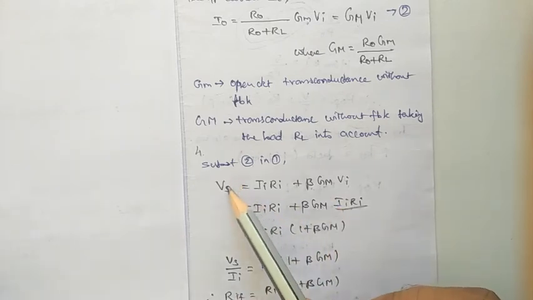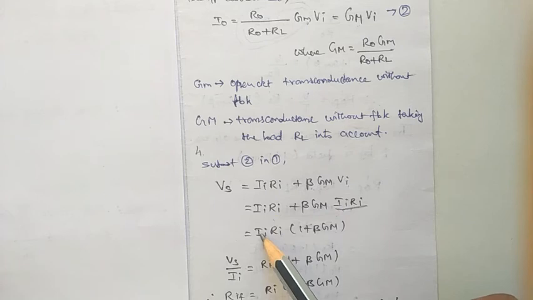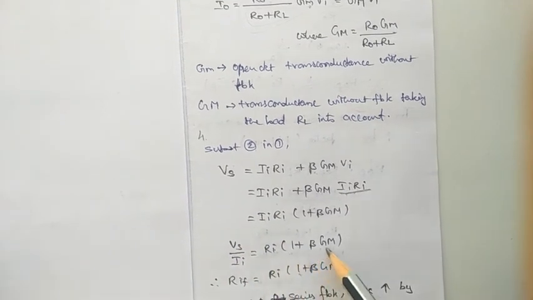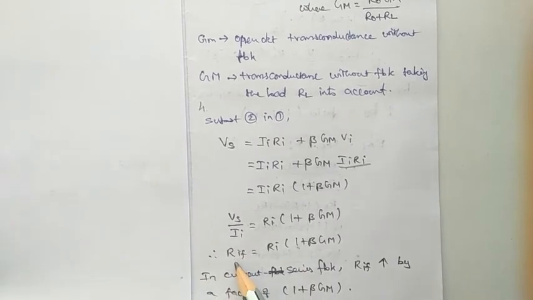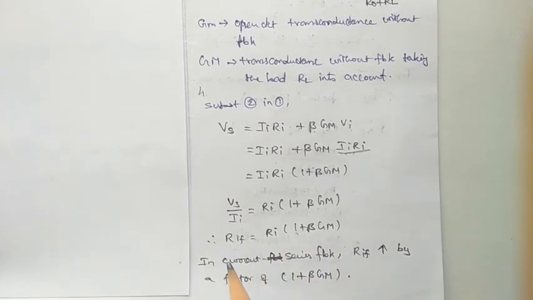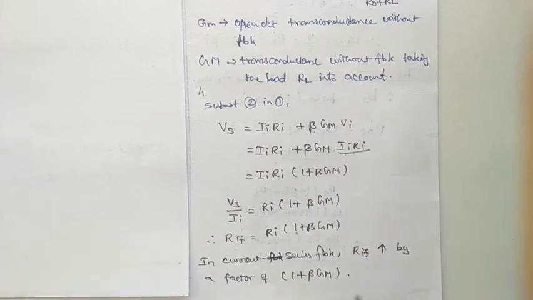So finally here I have Vs. I bring Ia to the left side in the denominator. Vs by Ia is equal to Ri into 1 plus beta into Gm. Finally Rif is nothing but Vs by Ia, that can be written as Ri into 1 plus beta Gm. So finally I can write the text like this: in a current series feedback amplifier, RIF, the input resistance with feedback, increases by a factor of 1 plus beta into Gm.